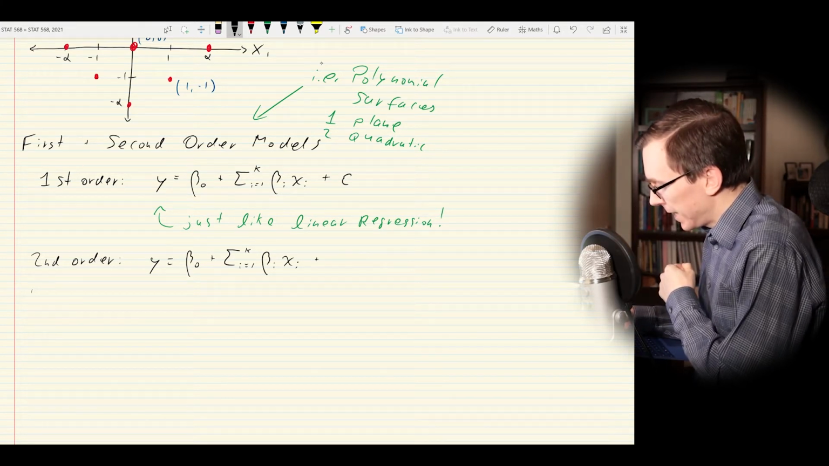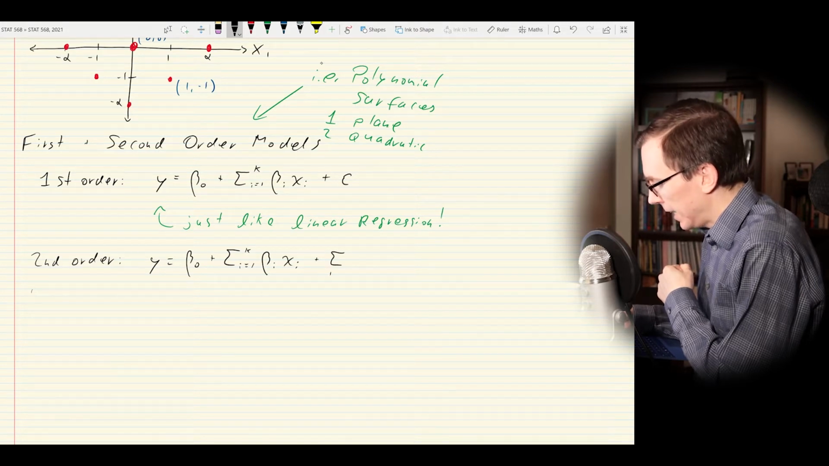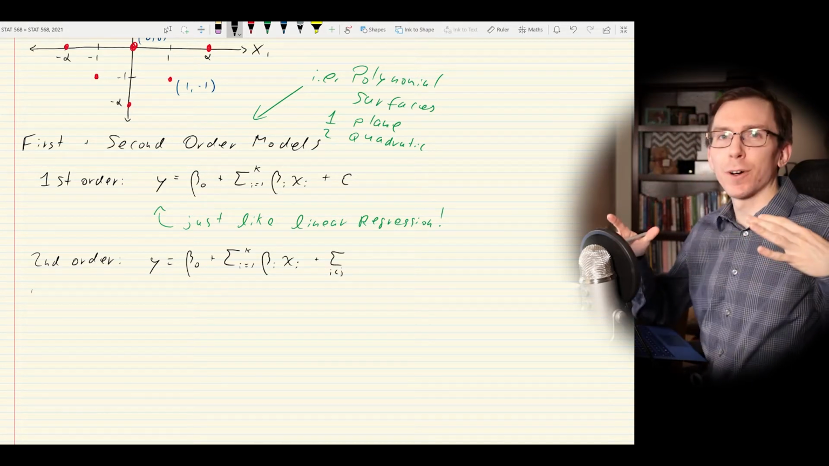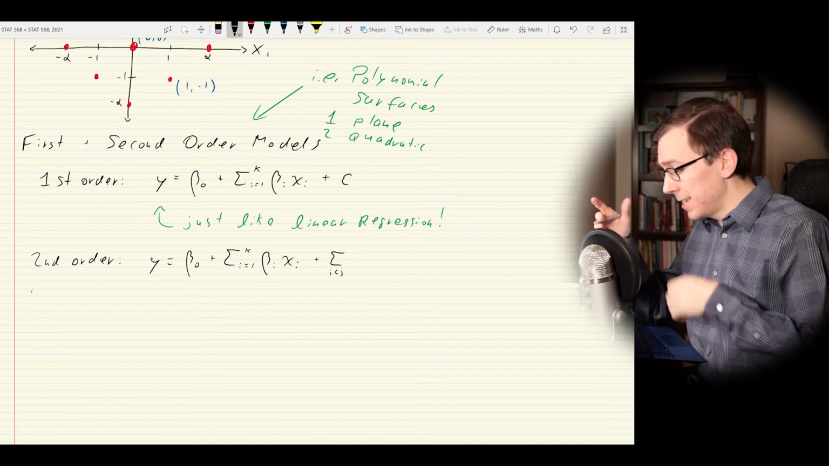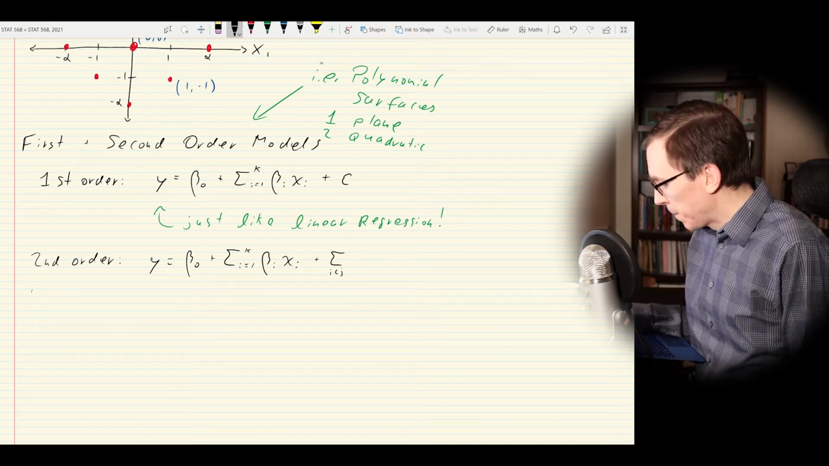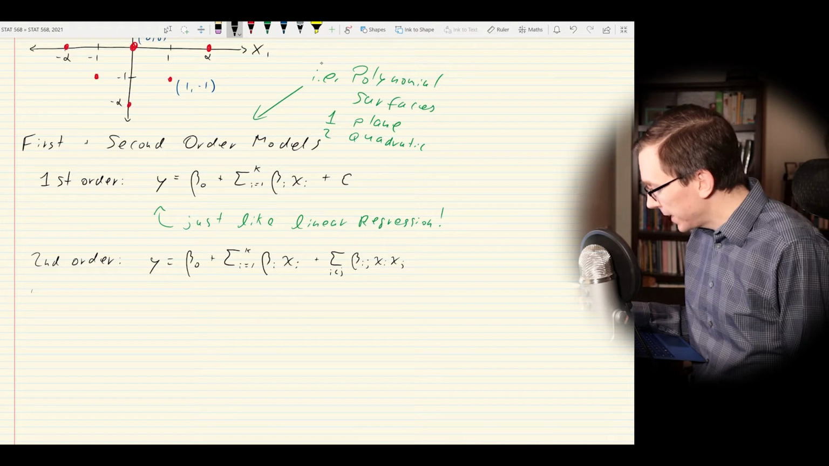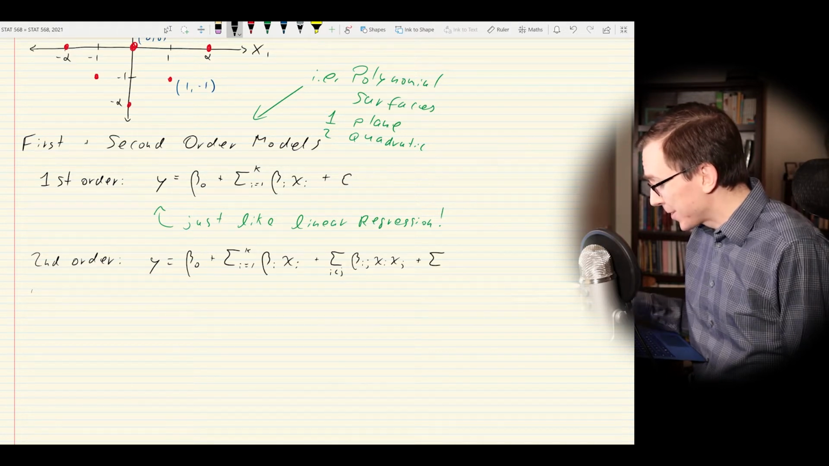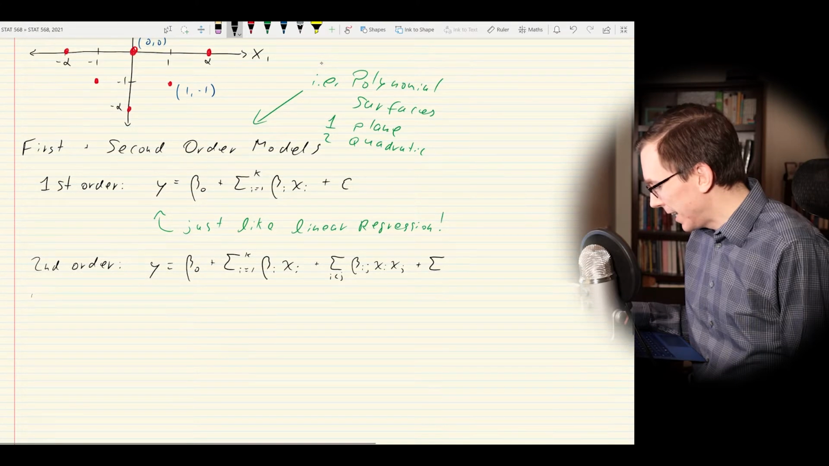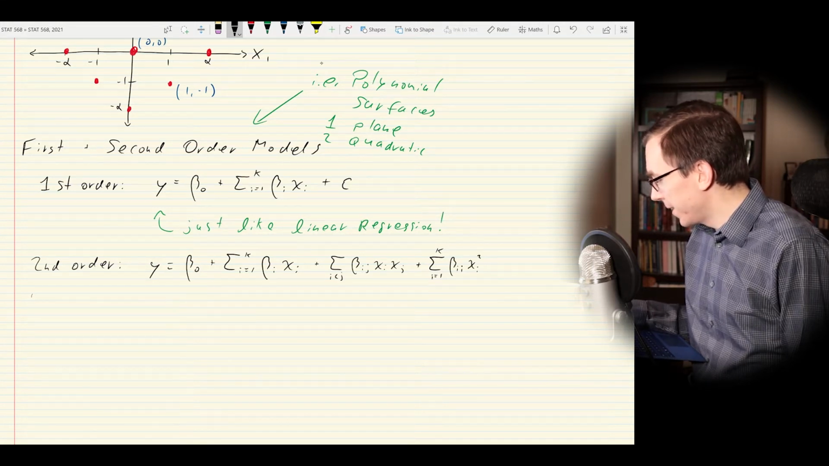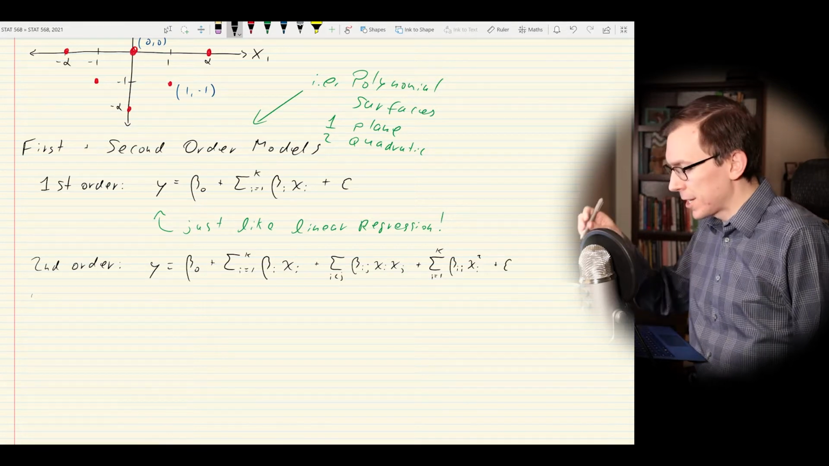We're also going to get a sum. I'm going to say i less than j. This means sum over all the pairs of indices where i is less than j, beta ij, xi, xj. And we're going to get the diagonal terms, which are going to be i from 1 to k of beta i xi squared, and then we're going to get epsilon, our random noise, as we always get.